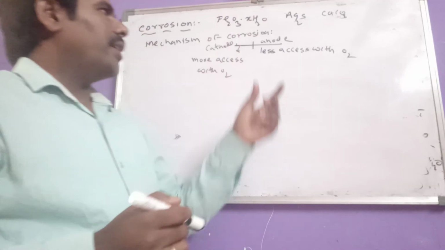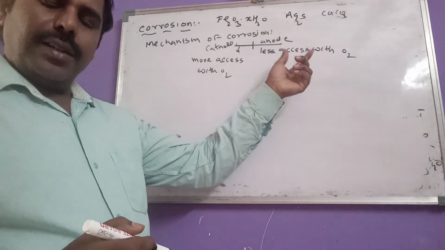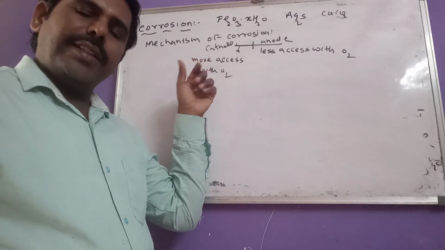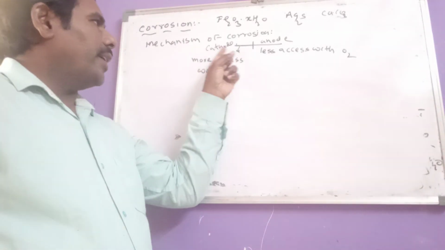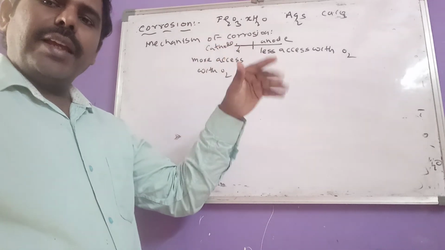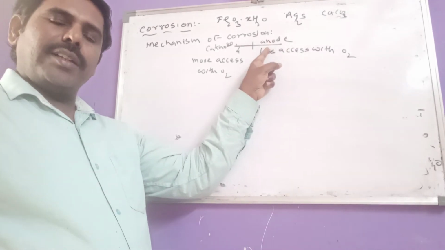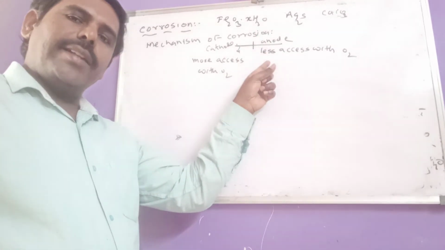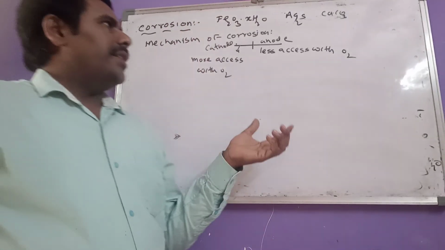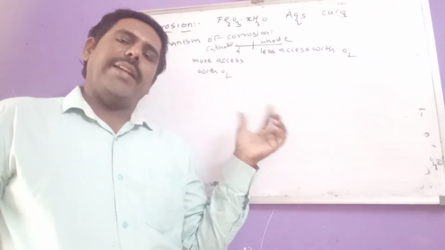So like that, the part which has less access to oxygen acts as anode, and the part which has more access to oxygen acts as a cathode. So within the one metal rod, a galvanic cell is created. This part undergoes oxidation, nothing but anodic dissolution, nothing but corrosion. Okay, now let us see this mechanism with rusting of iron taking as an example.